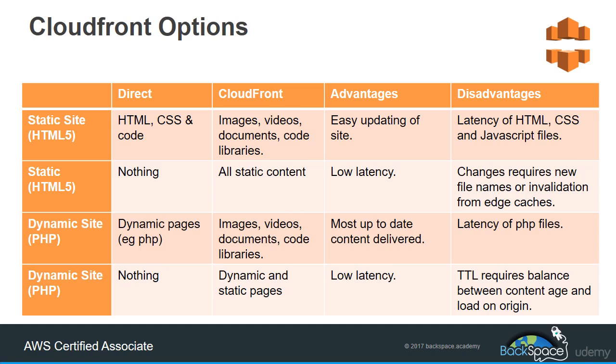So we could have our HTML, our CSS, and our code. We could have that located on, for example, an origin server on S3, and we could have that not cached with CloudFront. So we could keep that separate from CloudFront, and we could use CloudFront just to cache our big files, our images, our videos, our documents, our code libraries, our jQuery libraries and that sort of thing.